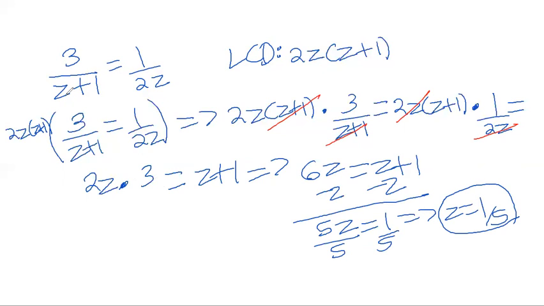So if I plug in 1/5 down here, 1/5 plus 1 is 1 1/5, which is just 6/5. 3 divided by 6/5 is just going to be 3 times 5 over 6, which is 5 over 2. I plug in 1/5 here, I get 2/5. 1 divided by 2/5 is 5 over 2, so it works.